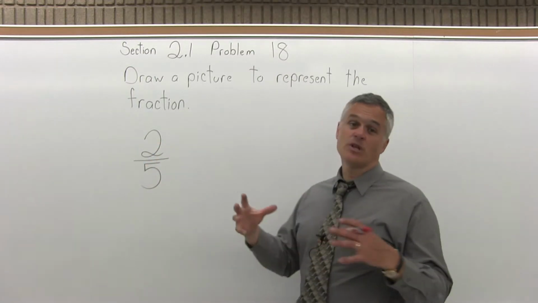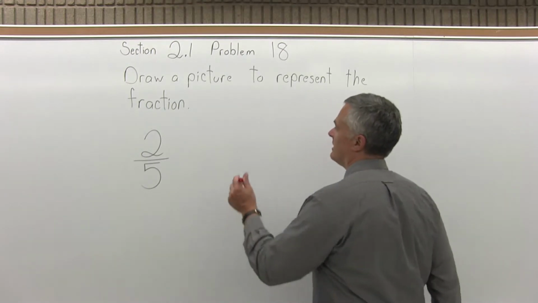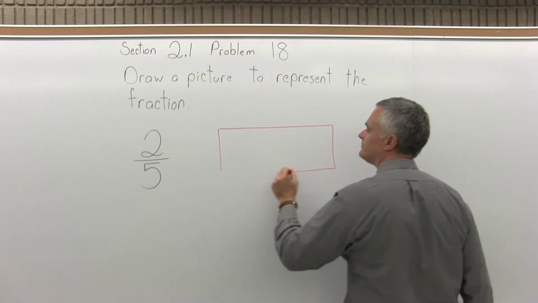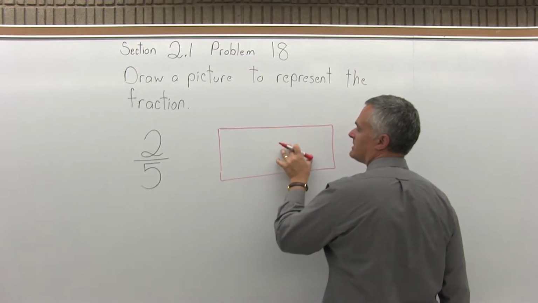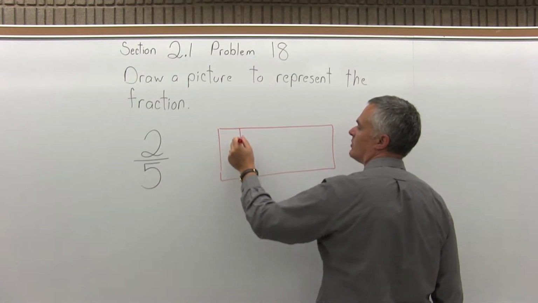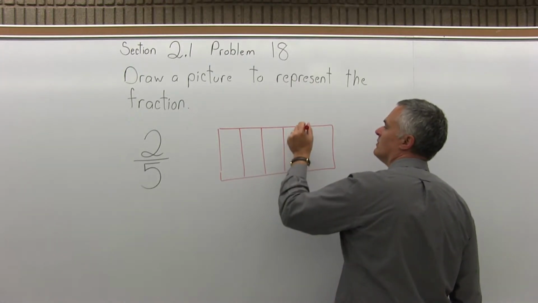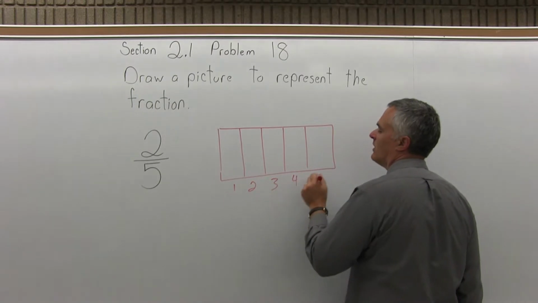So the shape that you draw the picture doesn't really matter. Some people like circles, squares, rectangles, any of it's fine. So an easy way is to make a rectangle. And again, the denominator of your fraction is how many parts that your shape is split into. So 1, 2, 3, 4, the last one will be 5. 1, 2, 3, 4, 5.